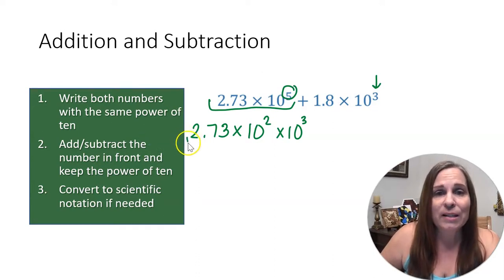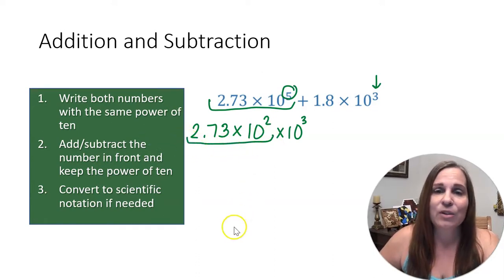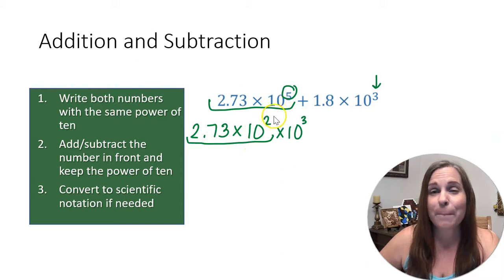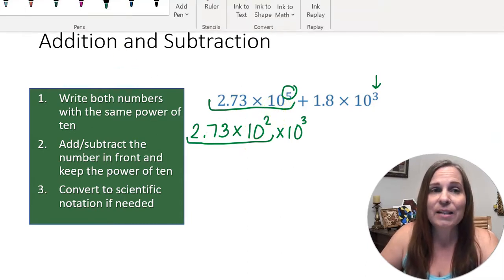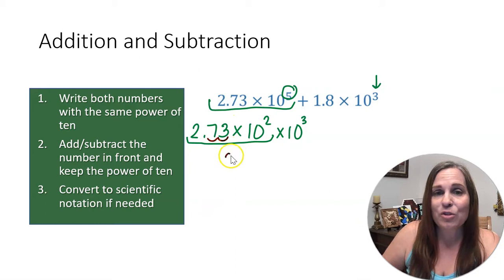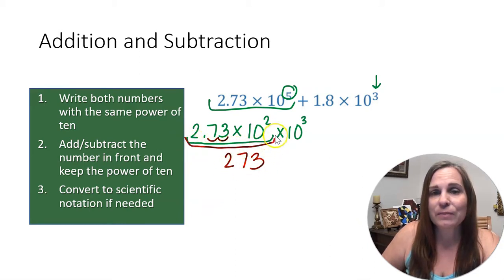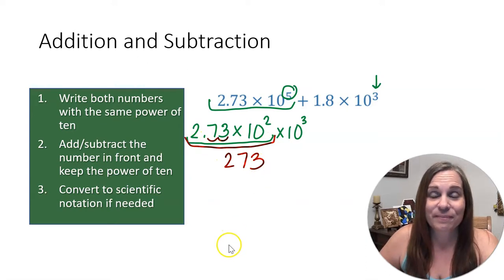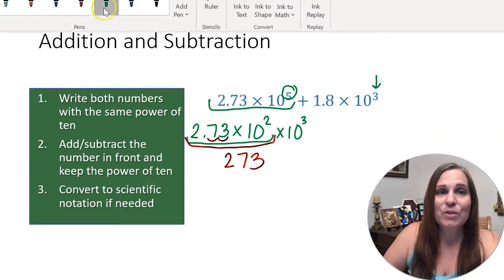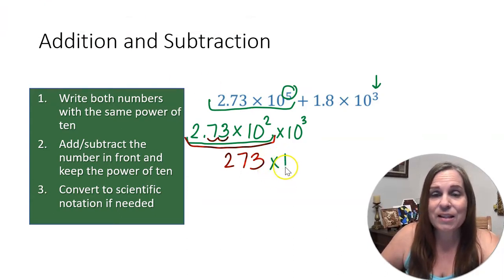Now I'm going to write this part in standard form. So if I'm multiplying by 10 to the 2nd, that positive 2 means that I need to move my decimal point 2 places to the right. So I'm going to get 273 from this part. Okay? Then I write the rest of my number. So that's times 10 to the 3rd.